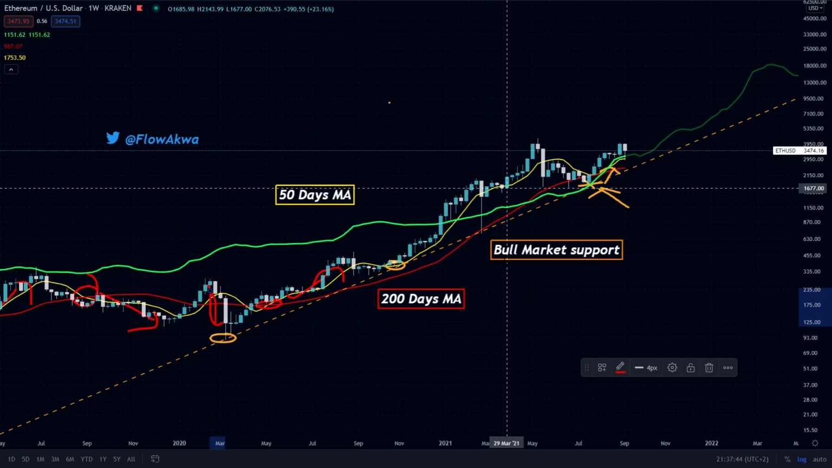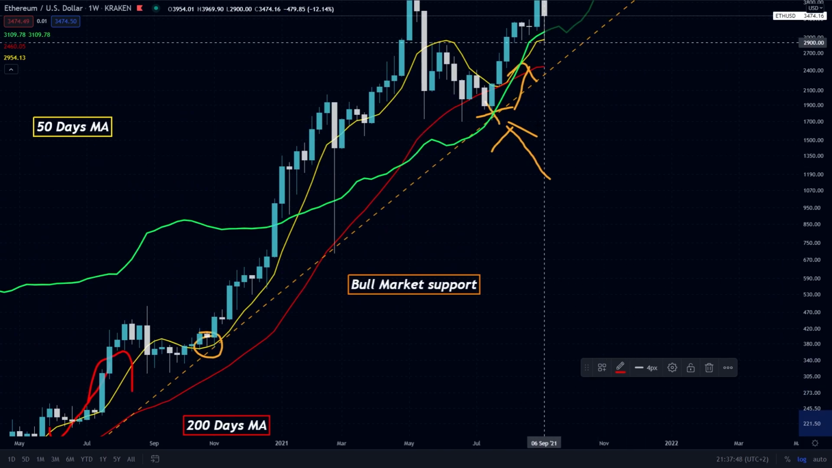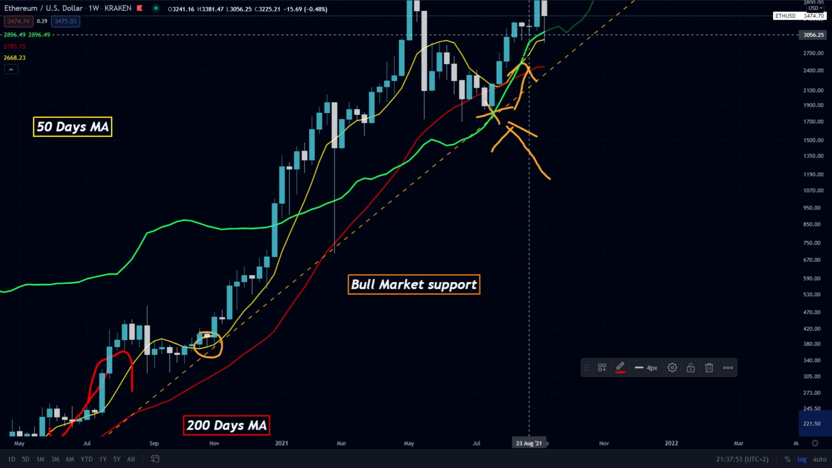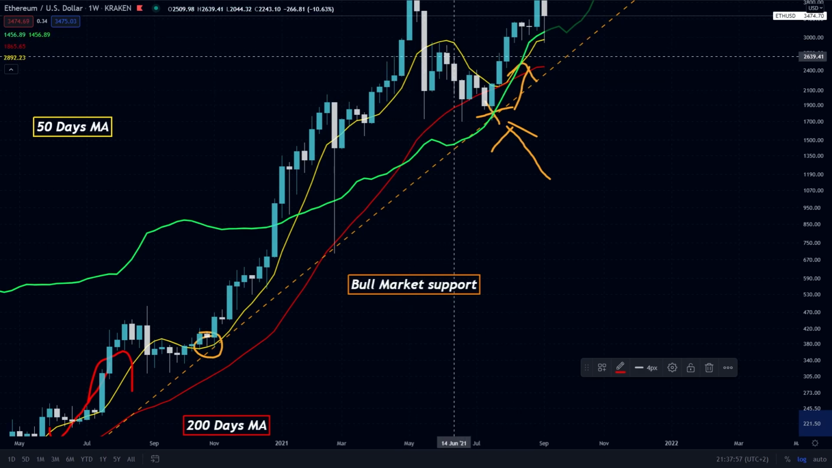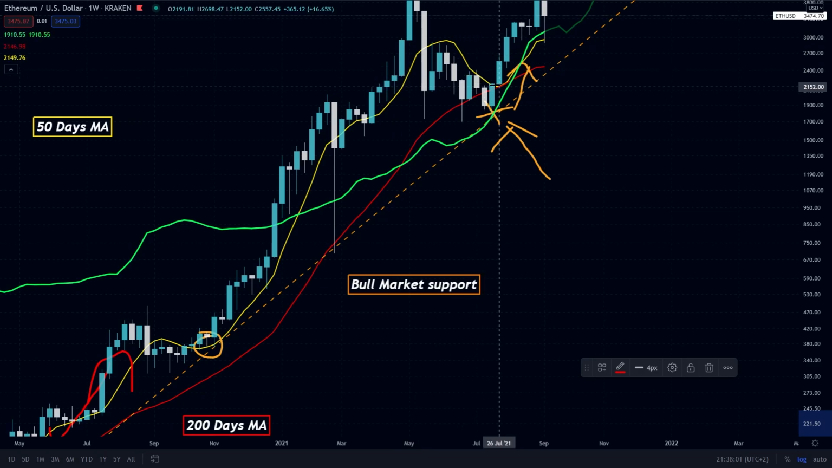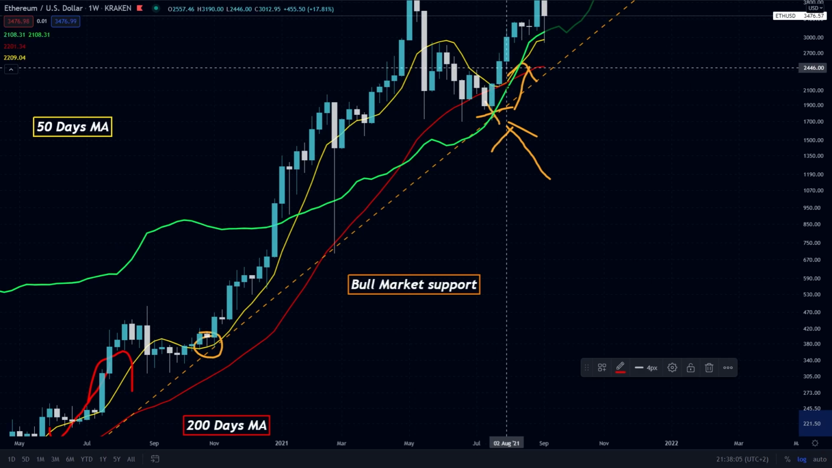But what's really interesting right now, guys, is this. Look, we avoid the death cross perfectly. You see that the 50 days moving average went down, and just after touching the 200 days moving average, we have a perfect pivot point.